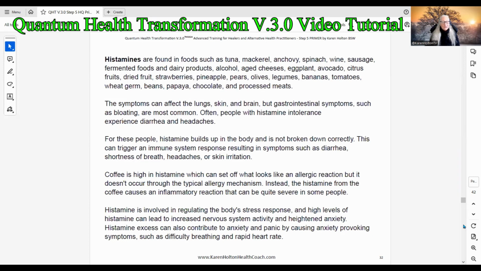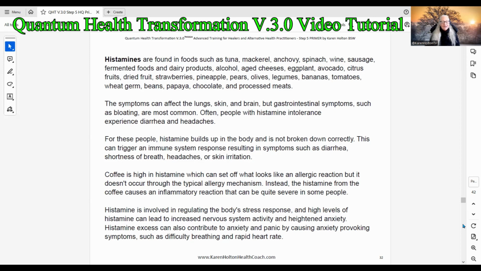Next, I want to talk about histamines that are found in foods such as tuna, mackerel, anchovy, spinach, wine, sausage, fermented foods like dairy products, alcohol, aged cheeses, eggplant, avocado, citrus fruits, dried fruit, strawberries, pineapple, pears, olives, legumes, bananas, tomatoes, wheat germ, beans, papaya, chocolate, and processed meats. I know you're going, not chocolate. Yes, chocolate's very high in histamines.